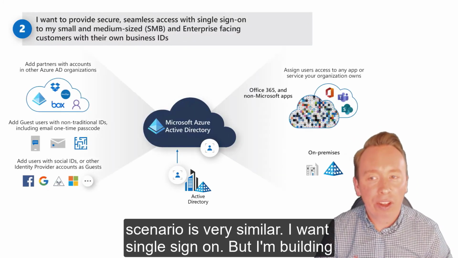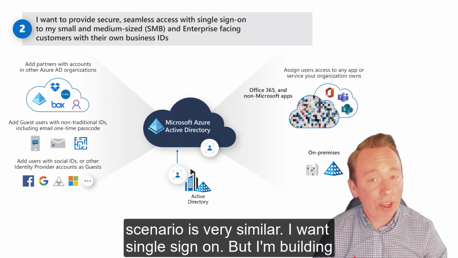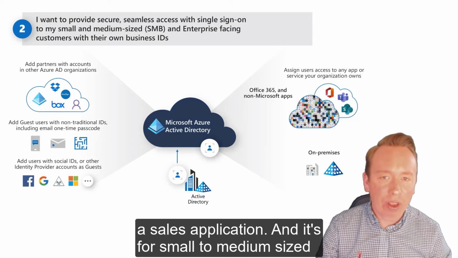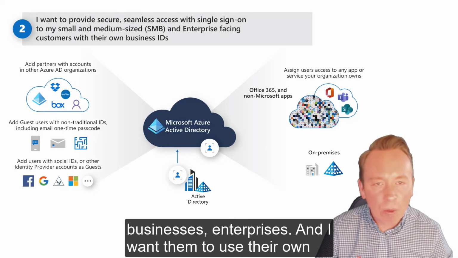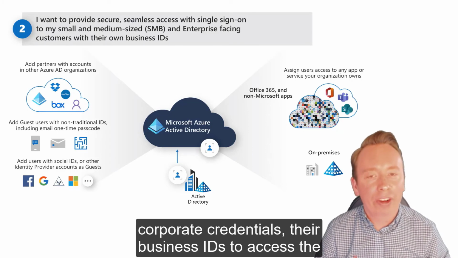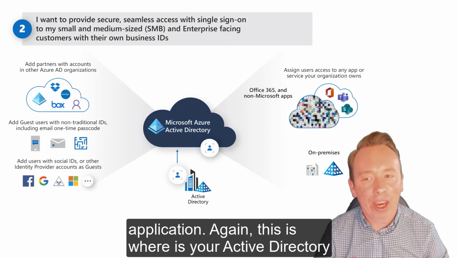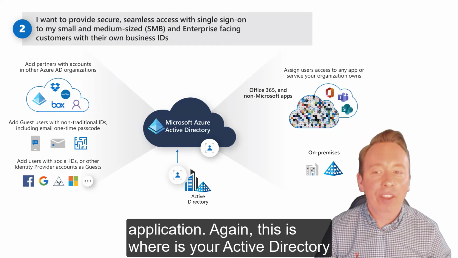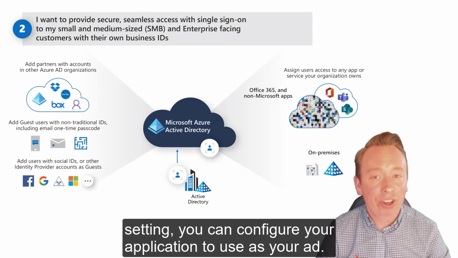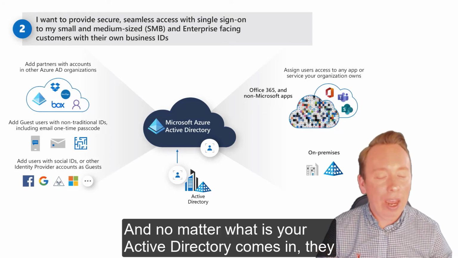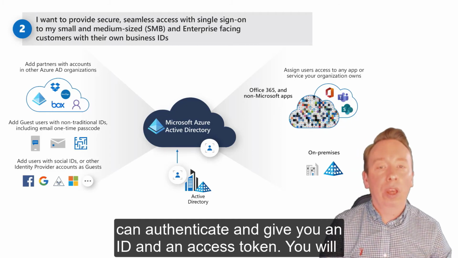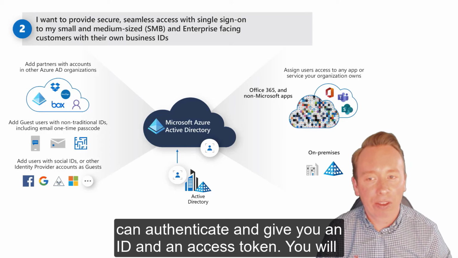So the next scenario is very similar. I want single sign-on, but I'm building a SaaS application, and it's for small to medium-sized businesses, enterprises, and I want them to use their own corporate credentials, their business IDs, to access the application. Again, this is where Azure Active Directory sits in. You can configure your application to use Azure AD, and no matter what Azure Active Directory comes in, they can authenticate and give you an ID and an access token.